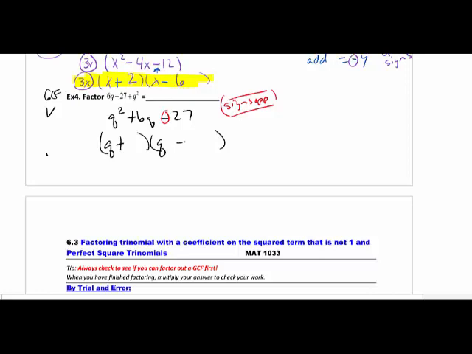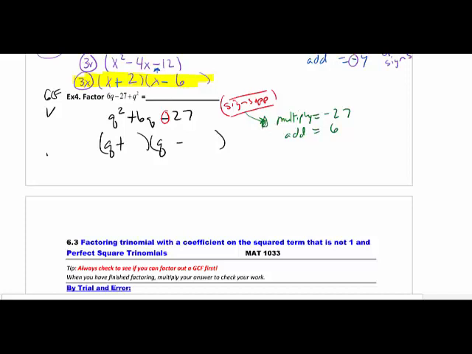And it doesn't matter at this stage if you put the plus first or the minus first, but they have to be opposite signs. I want them to multiply to give me a negative 27, and when I add them, I get a 6. But remember, again, they have to have opposite signs.